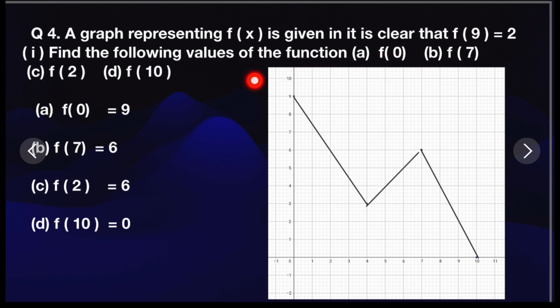Now they are asking us to find, first one is f(0). That means the value of x is 0. At that time, what is the value of f(x)? Here we can see it is 9. So when x is equal to 7, draw a line here. What is the value of f(x)? It is 6. When f(2), that means x is equal to 2. So here 2. Draw a line here, and this is the point. So that is 6. And f(10), so where is 10? Here it is. The value of f(x) is 0.